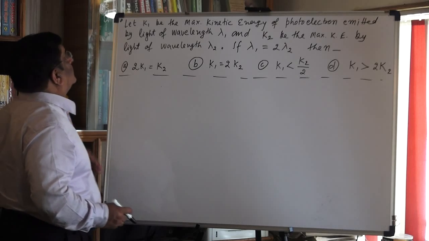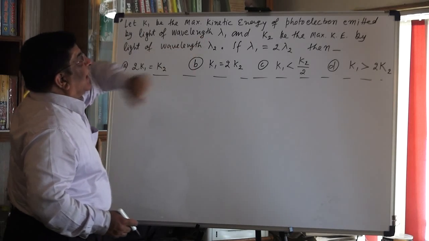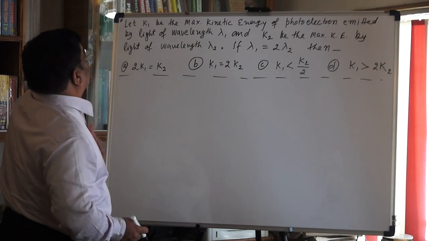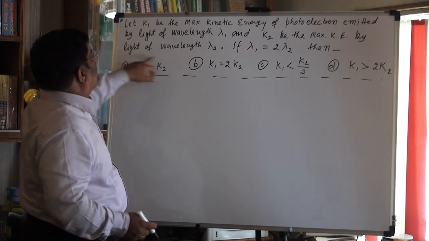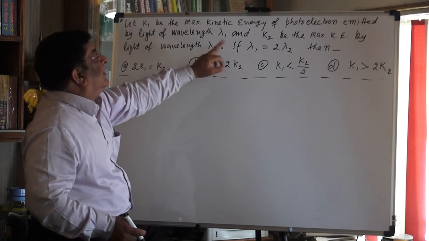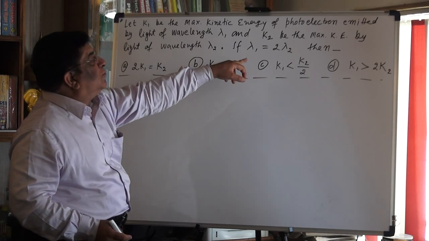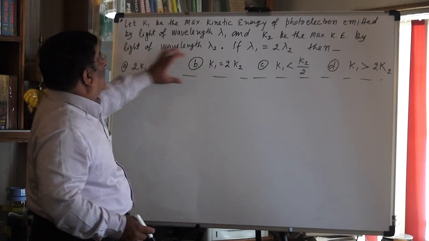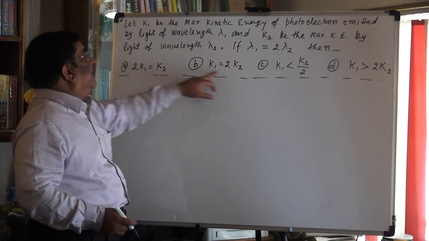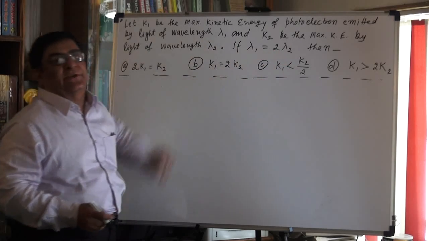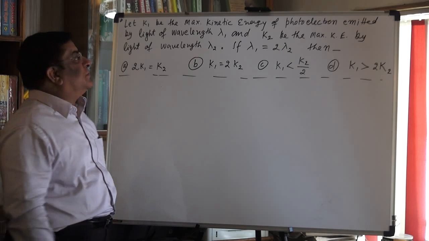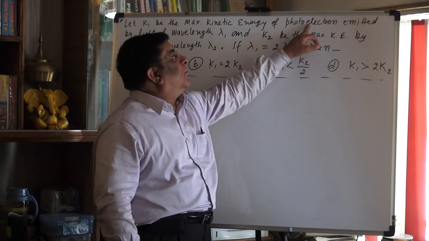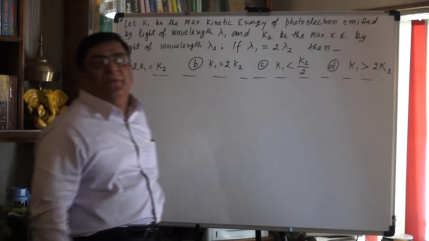Next question is, let K1 be the maximum kinetic energy of photoelectron emitted by light of wavelength lambda 1, and K2 the maximum kinetic energy for wavelength lambda 2. If lambda 1 is equal to 2 lambda 2, then what will be the relation between K1 and K2? There are different options given to us. Which topic does it belong to? The answer is photoelectron emission.